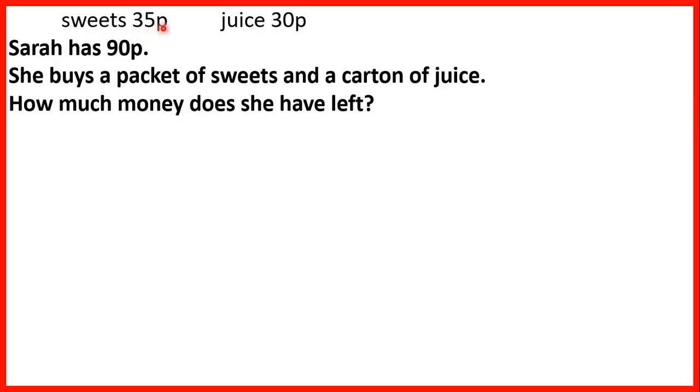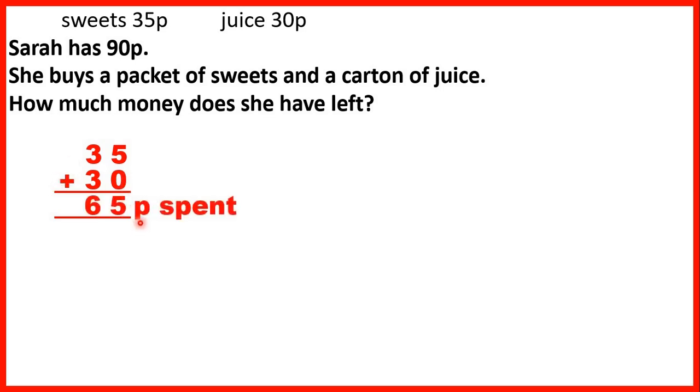Sweets are 35 pence and juice is 30 pence. Sarah has 90 pence. She buys a packet of sweets and a carton of juice. How much money does she have left? So first, let's find out how much she spent. She spent 35 pence on a packet of sweets and 30 pence on a carton of juice. So if we add, that's 65 pence altogether.